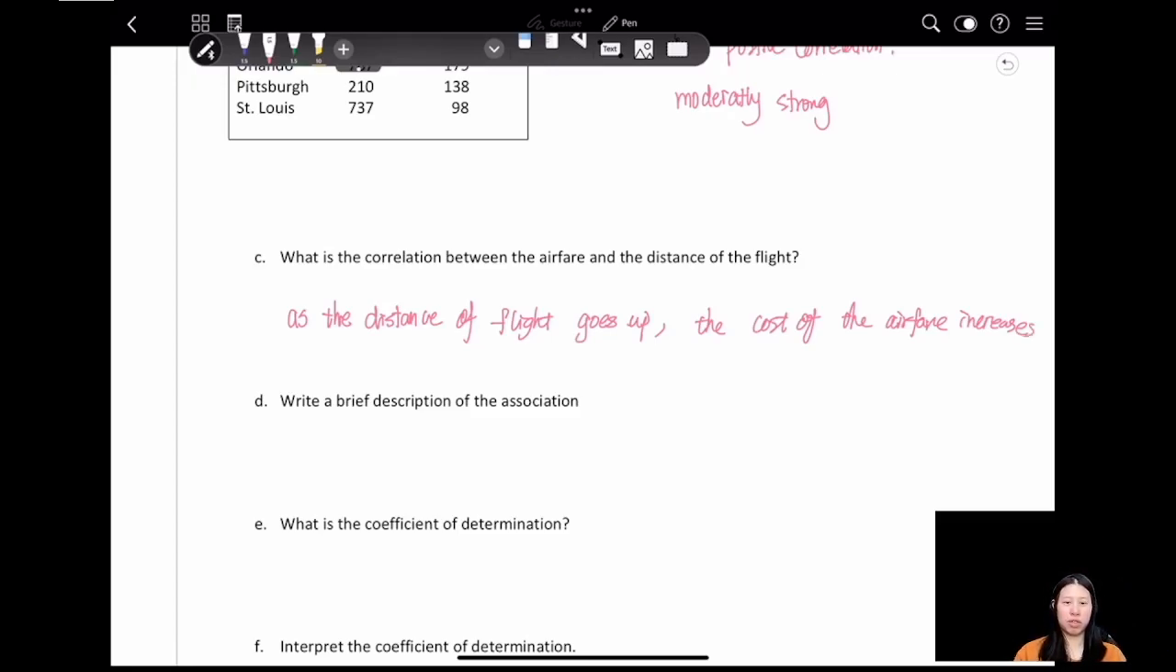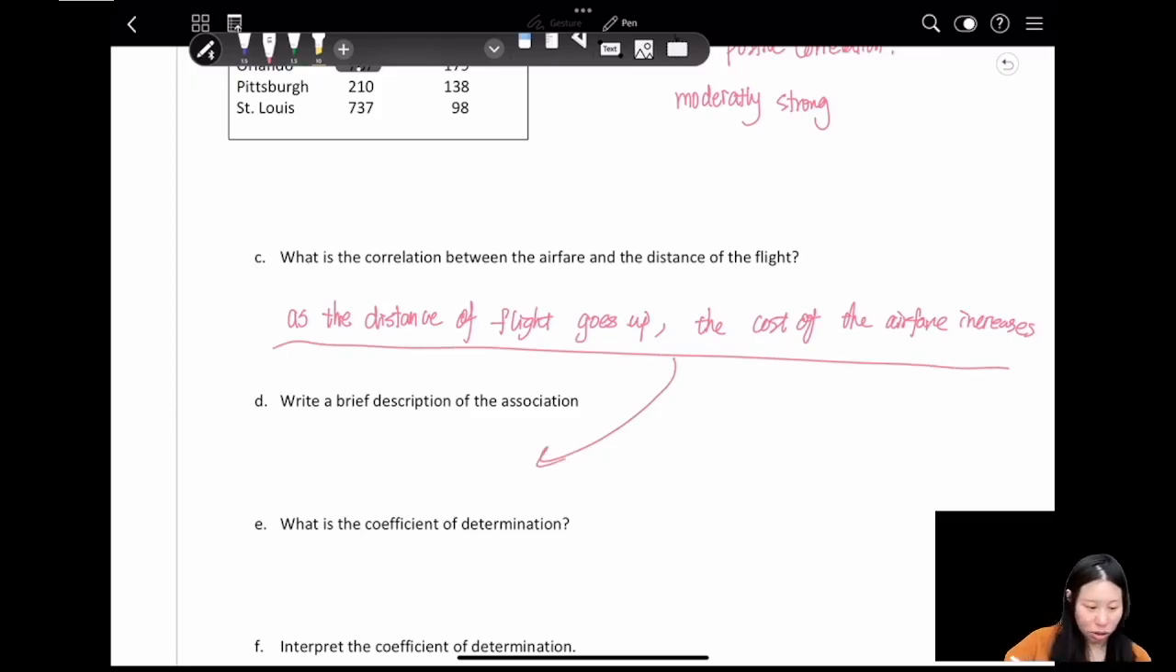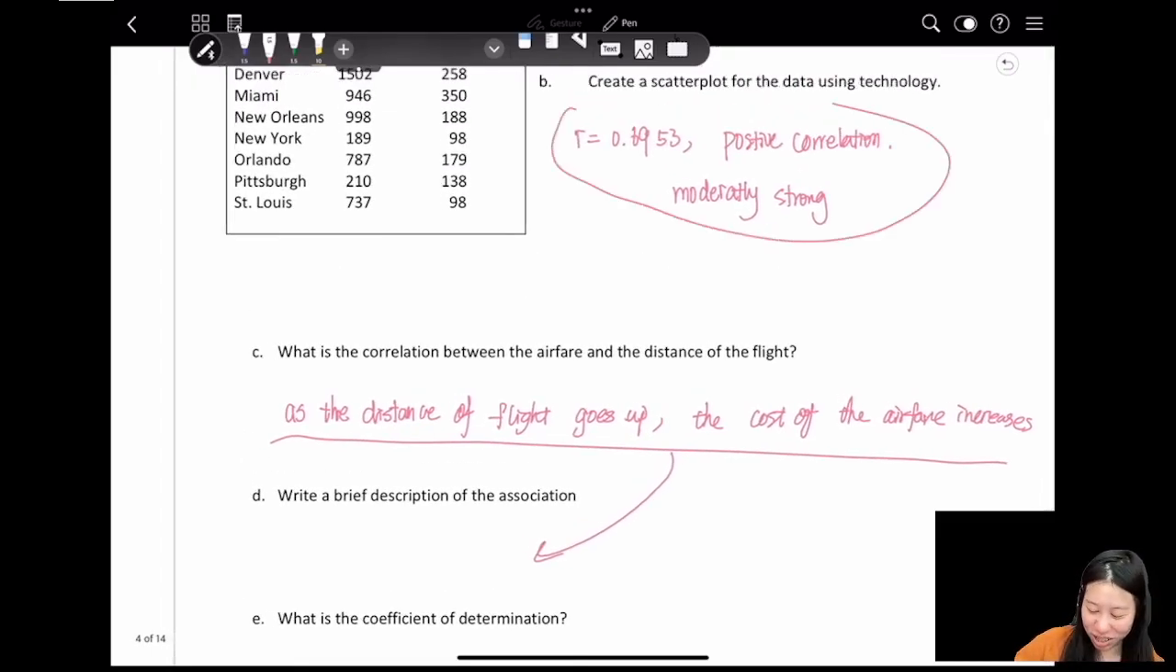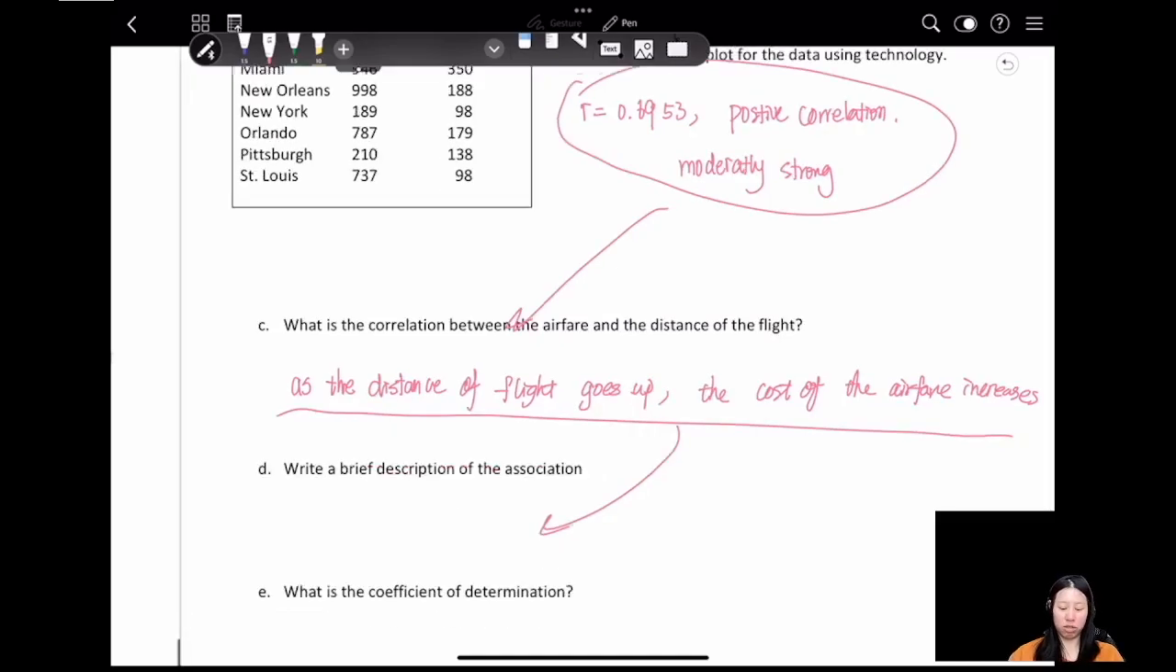So write a brief description of the association. Oh, I did it wrong. So this should be the brief description. What's the correlation between the airfare and the distance? We just did it here. I think I just wrote it in the wrong place. R is equal to 0.6953, and it's a positive correlation and moderately strong.